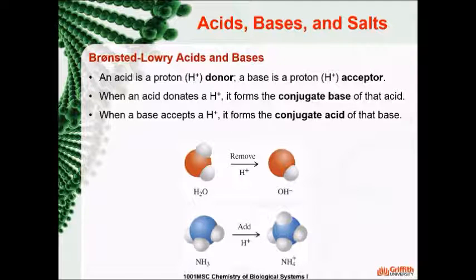Likewise, when a base accepts a proton, it forms the conjugate acid of that base. So the formulas of a conjugate acid-base pair differ by 1 hydrogen. Let's look at some examples to explain this further.